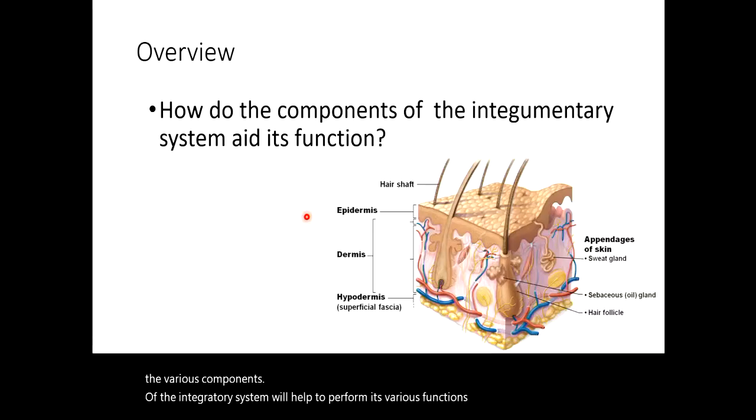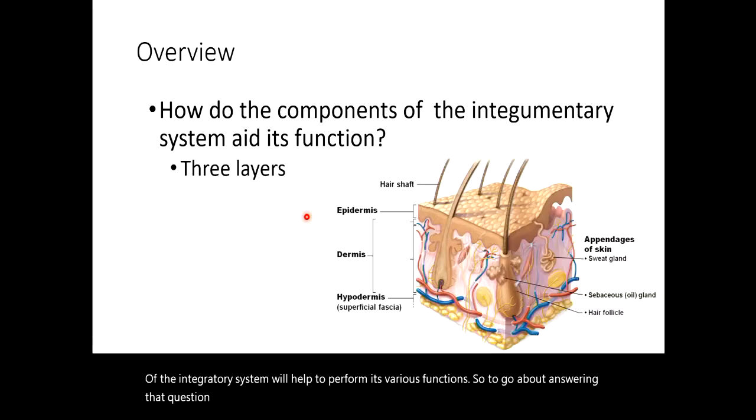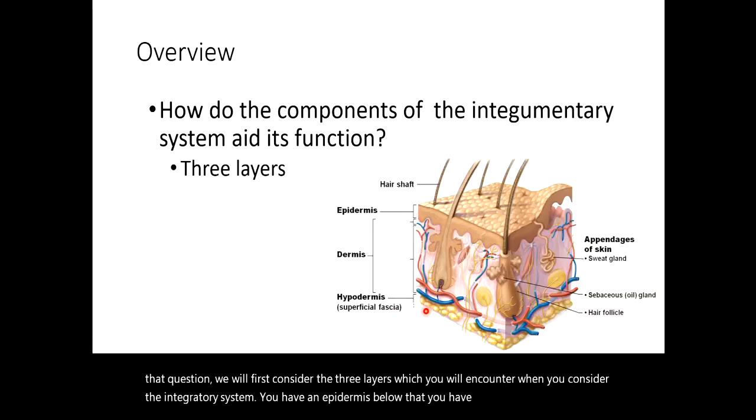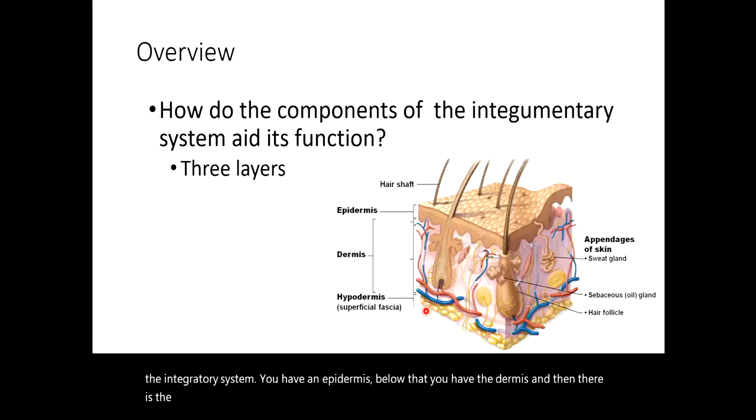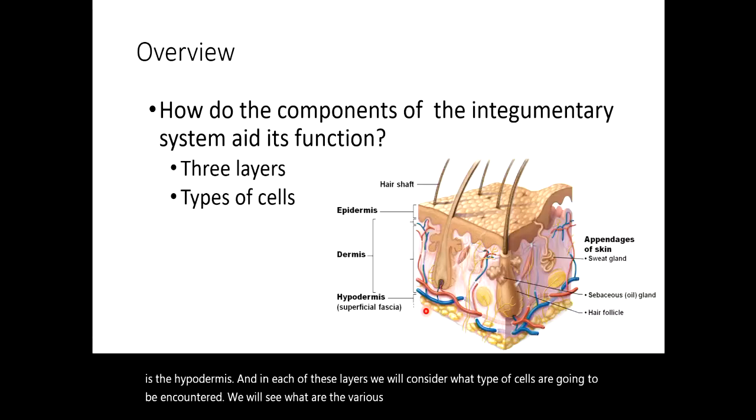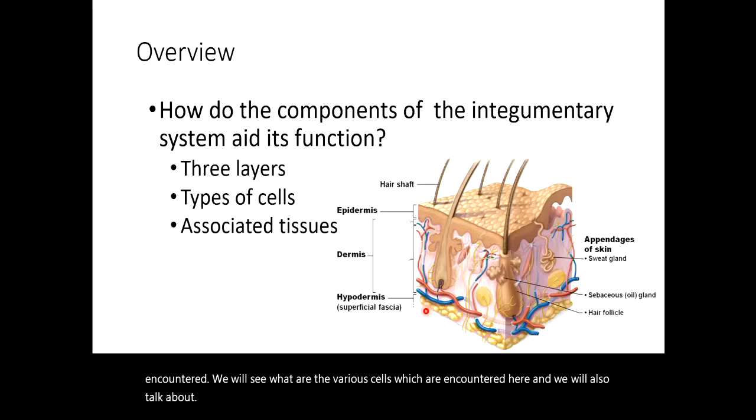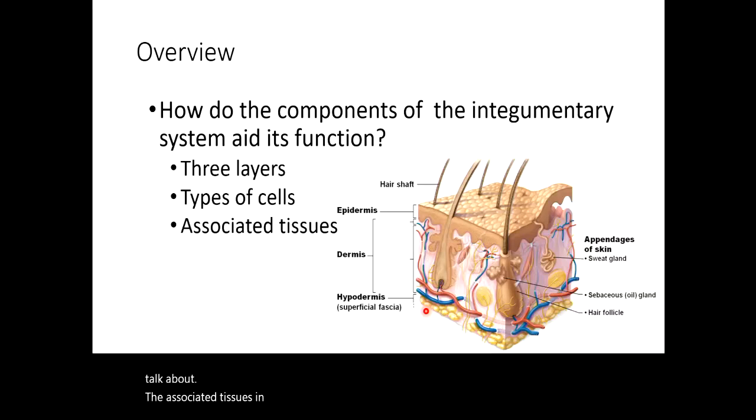So to go about answering that question, we will first consider the 3 layers which you will encounter when you consider the integumentary system. You have an epidermis, below that you have the dermis, and then there's the hypodermis. And in each of these layers, we'll consider what type of cells are going to be encountered. Right? We'll see what are the various cells which are encountered here. And we'll also talk about the associated tissues in these different layers.